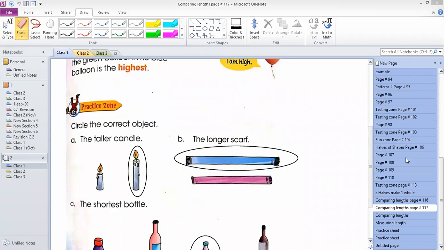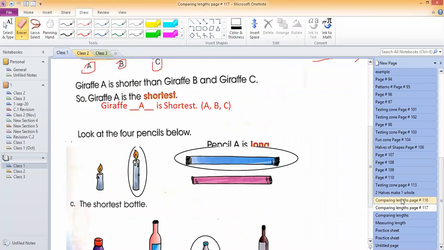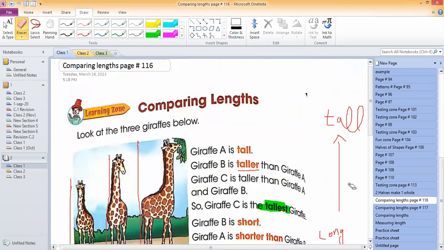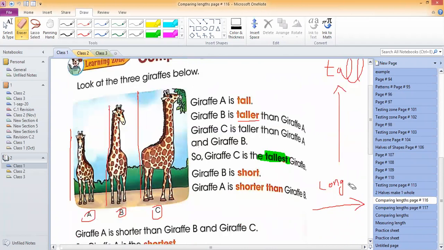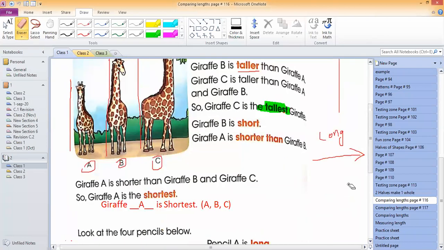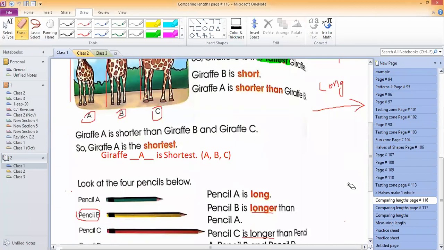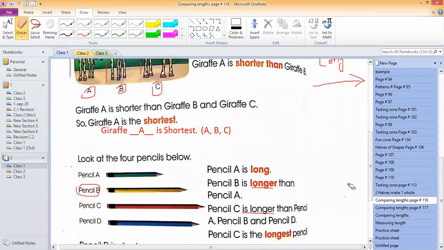And what we are studying nowadays, guys, is comparing lengths. You know about the comparison of length now. You can compare different objects. You can compare the height of different objects, animals, pictures, and things. And you can also compare the lengths of different objects.